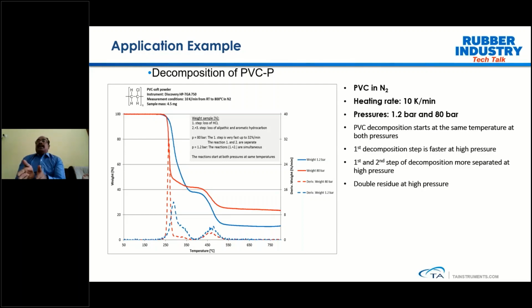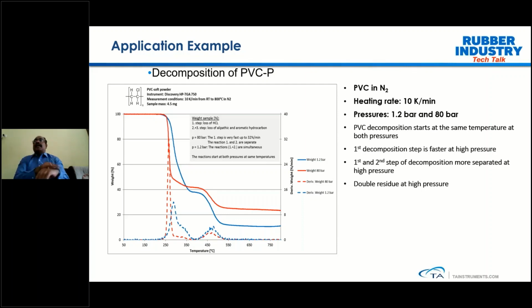Now the same studies we are doing at an elevated pressure, which is 80 bar. What we see here is clearly the onset of reaction at the same temperature, but the studies we have done at 80 bar show a faster decomposition rate as compared to the studies that we performed at the lower pressure. So this clearly signifies how pressure fastens up the decomposition process.